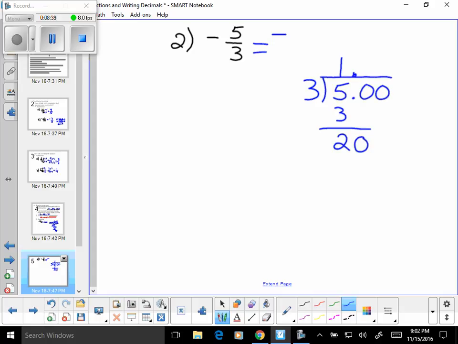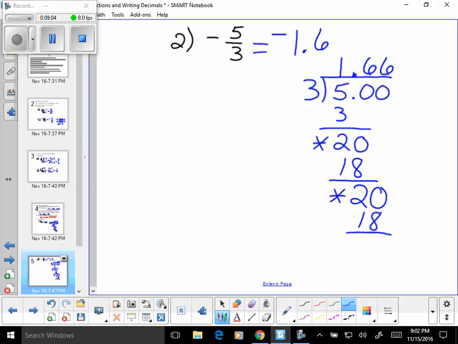3 into 20 is going to go 6 times. 6 times 3 is 18. When I subtract, I get 2. I bring down the 0. Right there, you've got the same number. So this is going to be another 6. Sure enough, you're going to get 18. You're going to get another 2. You're pretty well finished. 1.6, and the bar goes over the 6. This is what we call bar notation. 1.6 repeating. Negative 1.6 repeating.